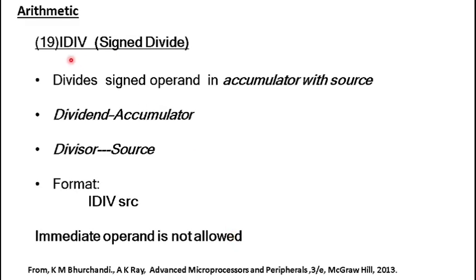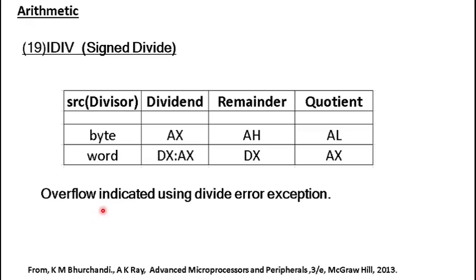Next we will see IDIV, which is signed divide. It is exactly the same as DIV, the only thing is that signed operands are involved. So it divides the signed operand in the accumulator with the source. The dividend is in the accumulator, and the divisor is our source, which you specify as part of the instruction, that is IDIV. And as usual, immediate operands are not allowed.